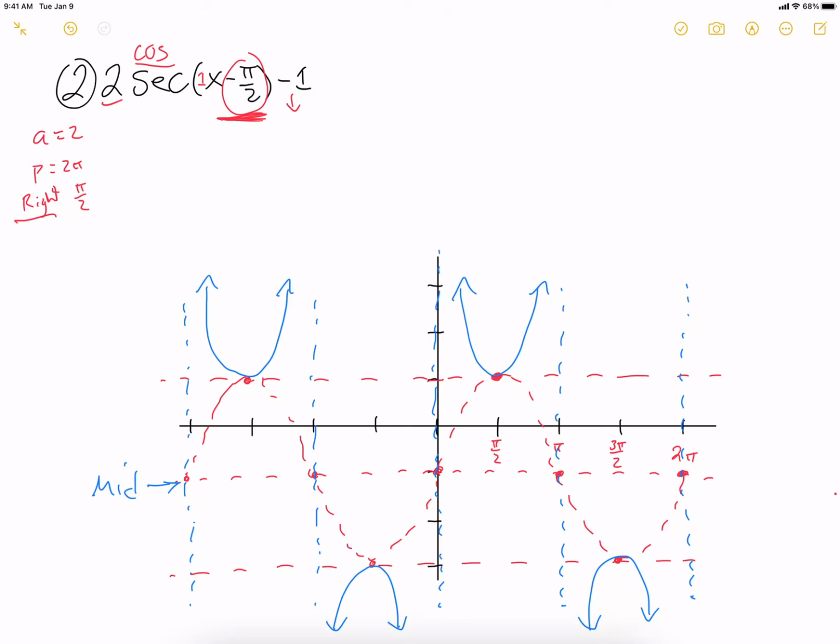Now, I realize this might be a little bit difficult. It might seem like it takes a lot longer because you're graphing your cosine function first and then using that to find your secant. So it does take a little bit longer, but we will continue to practice in class.